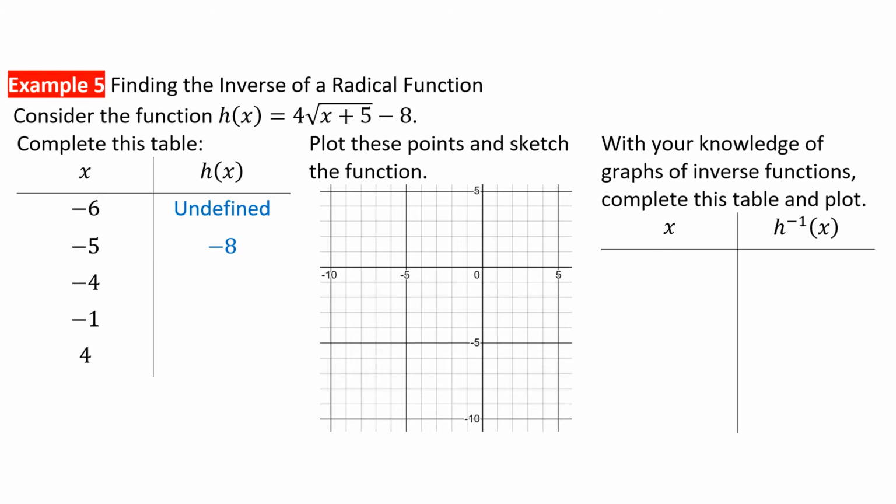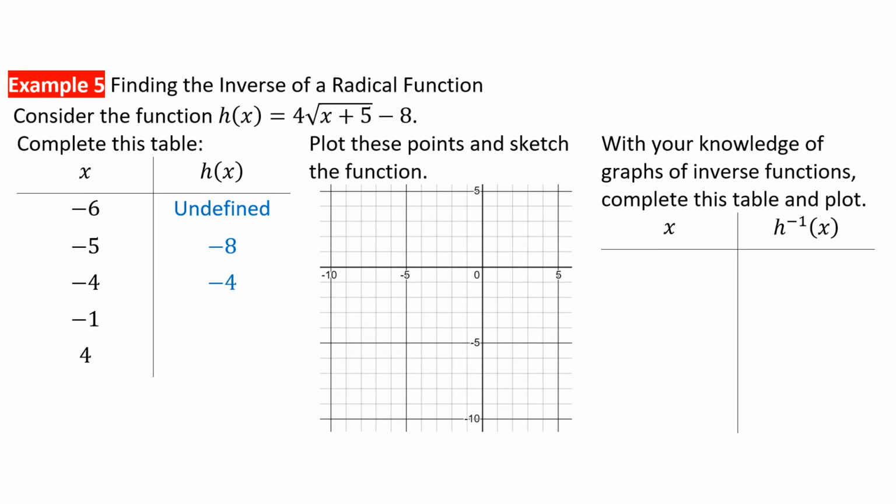If we go with negative 4 plus 5, that's 1 under the radical sign. The square root of 1 is 1, times 4 is 4, and 4 minus 8 gets us to negative 4. To go to negative 1, you might ask why not negative 3 and negative 2? We can, but negative 1 is going to give us a nice value.